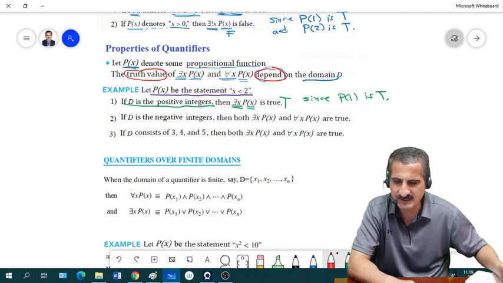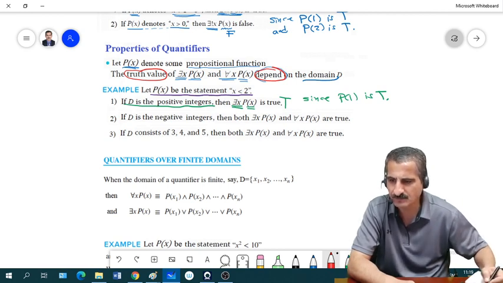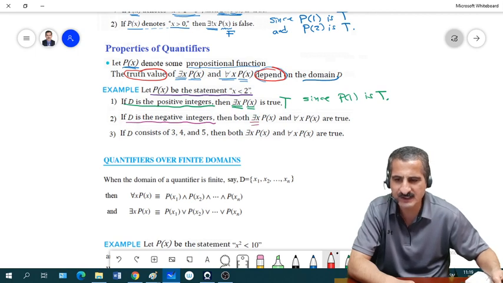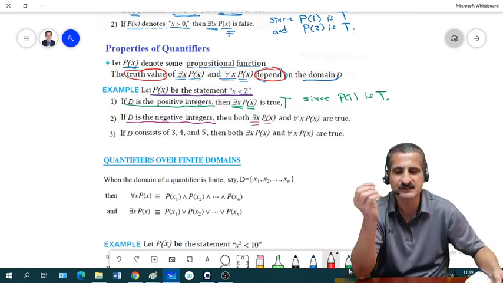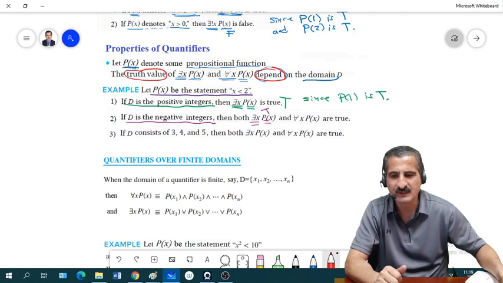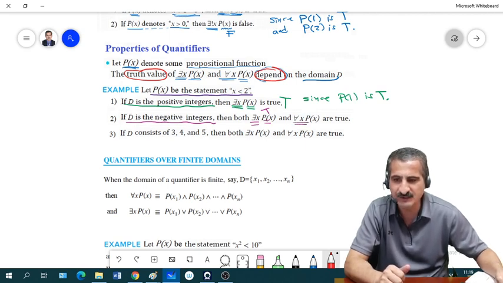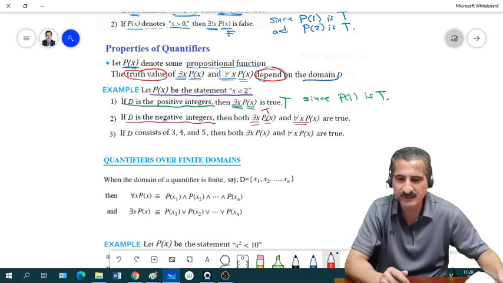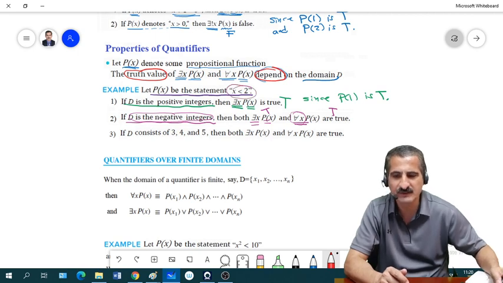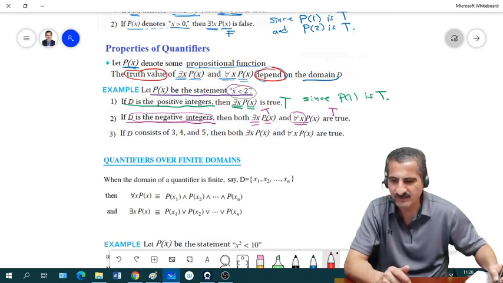If D is the set of negative integers, then there exists x such that p of x, which means there exists an integer that is less than 2, is true. Yes, they do exist. And for every negative integer, x is less than 2. Yes, that applies for every. Now remember here, for every means every negative integer. So every negative integer is less than 2 indeed. So this is true.